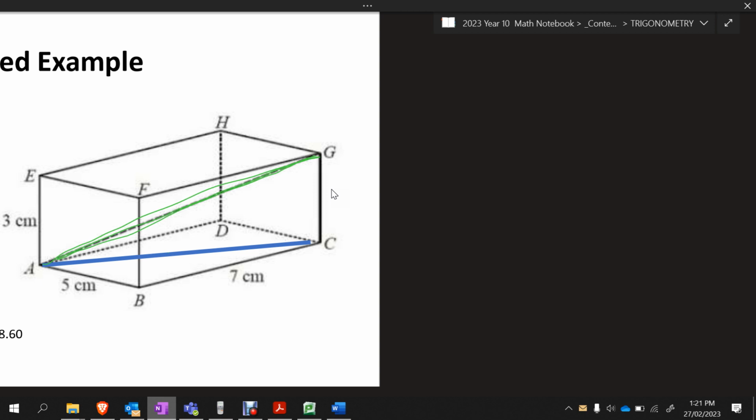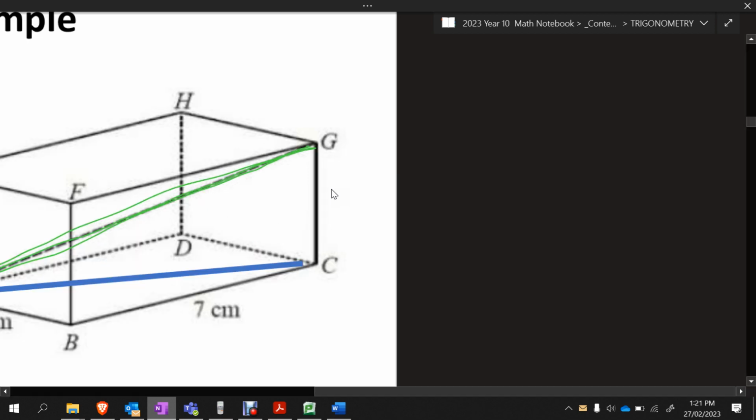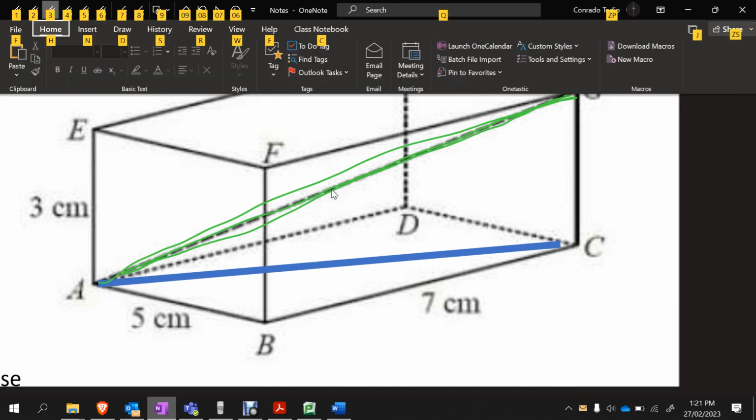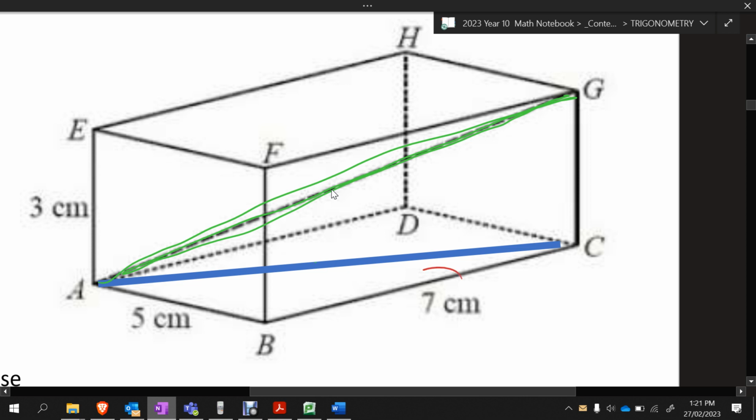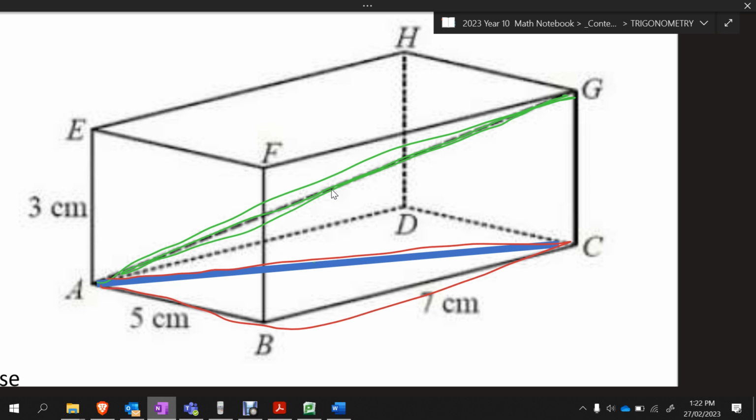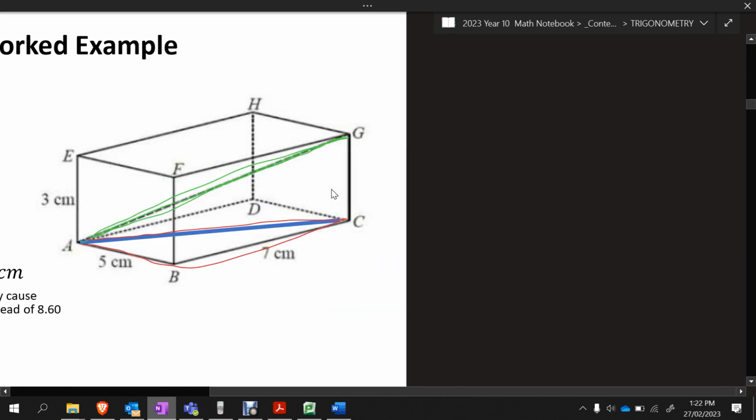Okay, thank you. Now, in order to find that bit of the triangle, you can see that for the dimensions of the rectangle, you've only got 7 and 5 and 3 there. So you've got only 3 lengths. If I look at the triangle on the bottom, I can see that it makes some sort of a right angle triangle. So I'm going to outline that here. That bottom triangle looks like this.